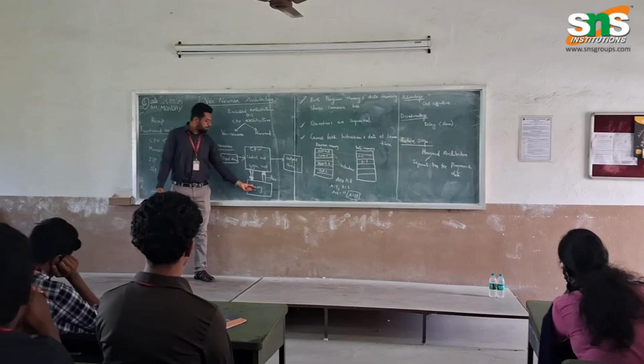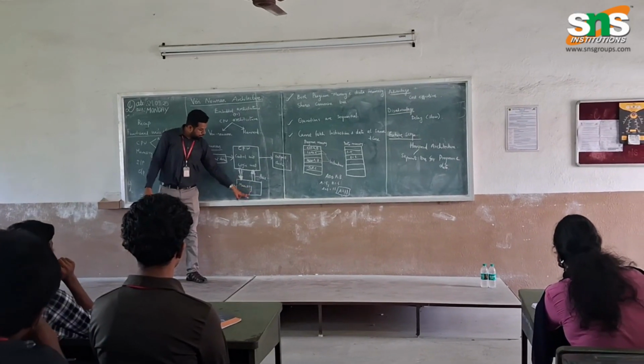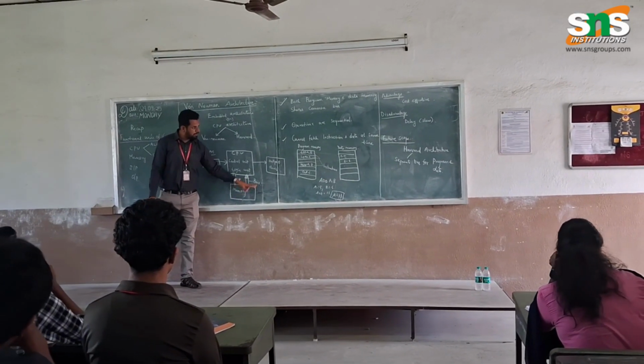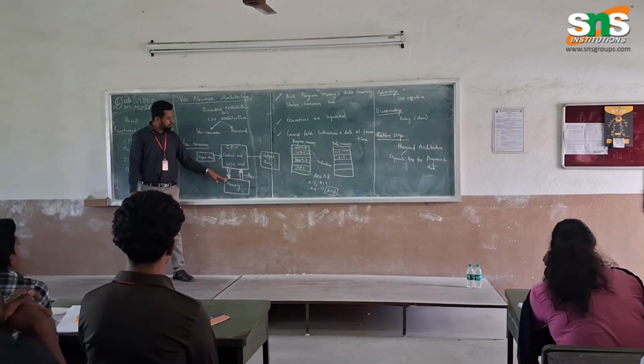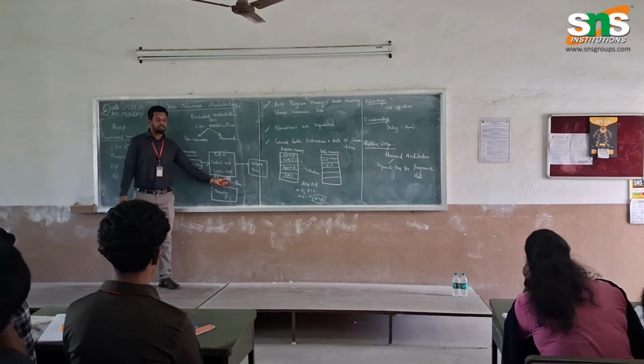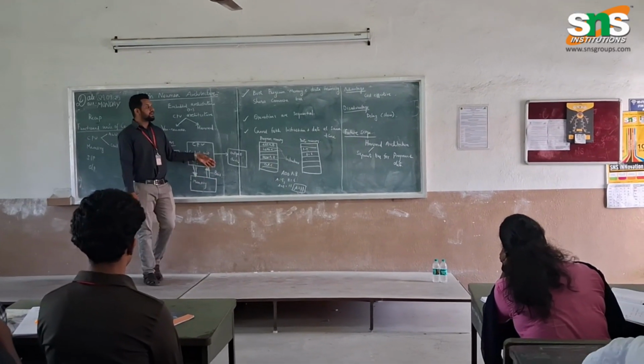So in the memory, you will be having two parts: program memory on the left side and data memory. What I have drawn there: program memory and data memory. Both will be using the same bus here. So that's why this is called von Neumann architecture.